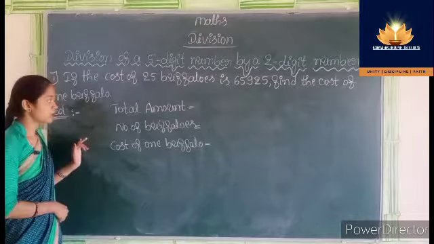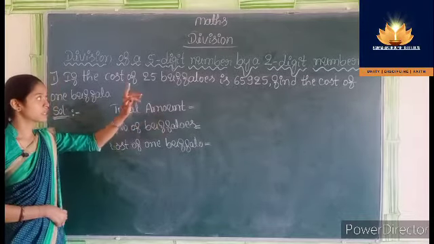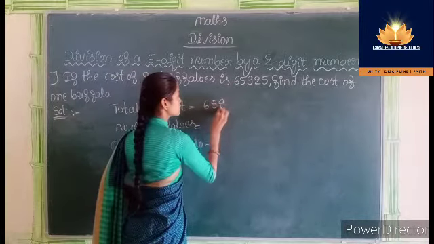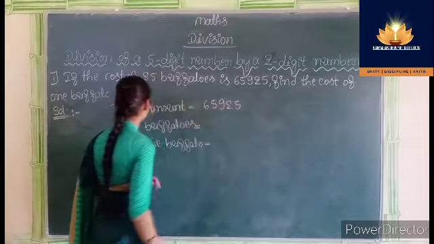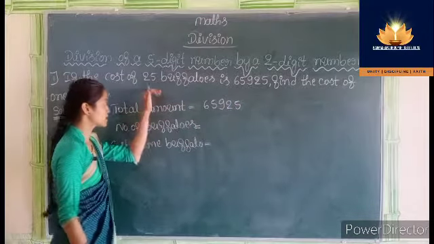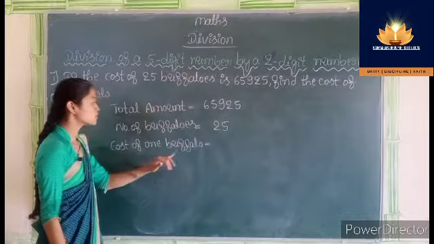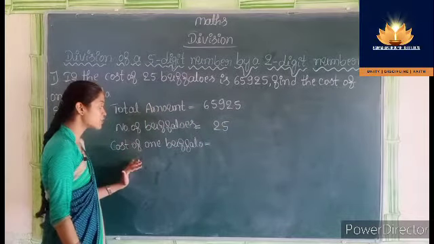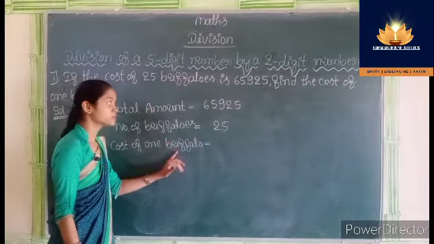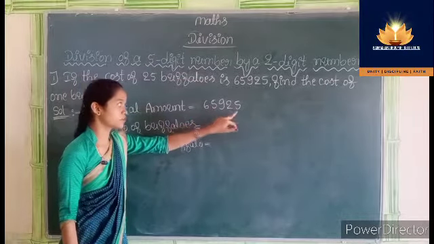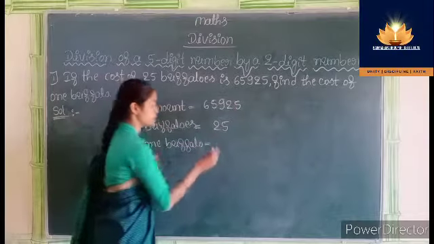So let us find out total amount, that is 65,925. Number of buffaloes, that is 25. Cost of one buffalo, we have to find out cost of one buffalo. For that we have to divide 65,925 by this 25.